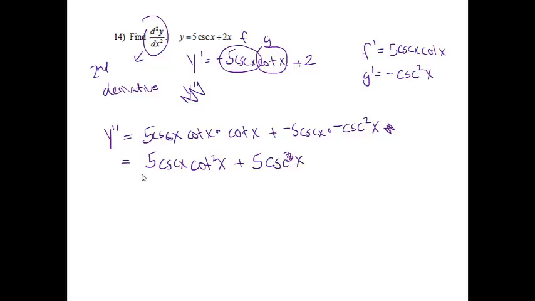And then we can go one step farther from here because they both have a 5 and they both have a cosecant x. So if I factor that out, my second derivative will equal 5 cosecant x times the quantity 5 cotangent squared x plus cosecant squared x. And then that would be my answer.